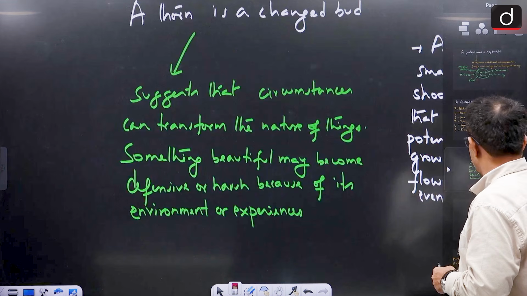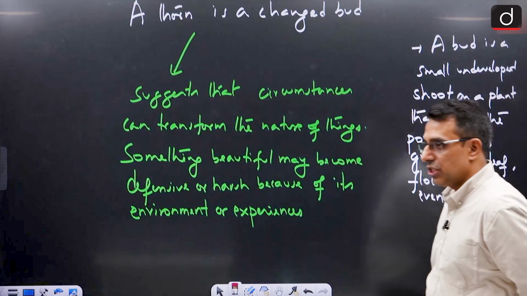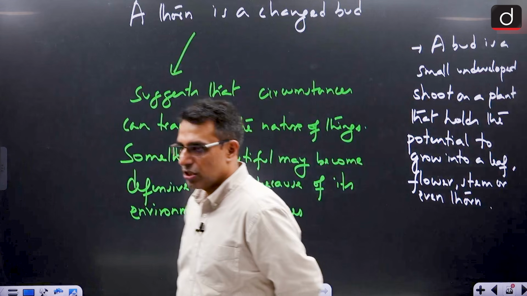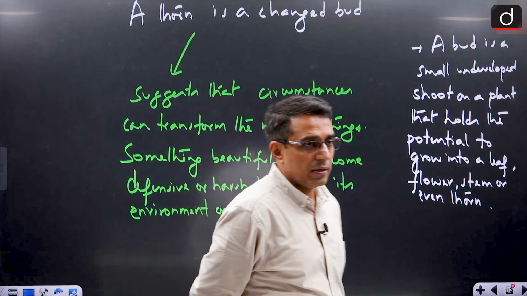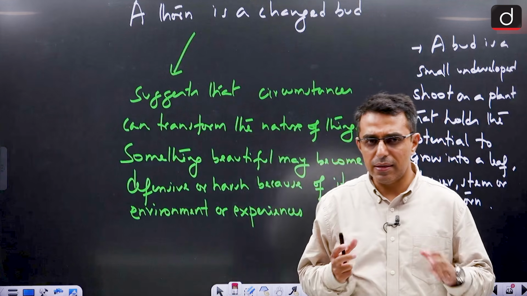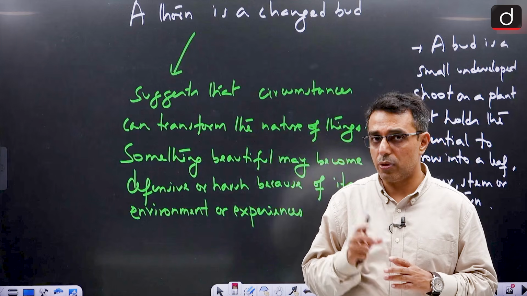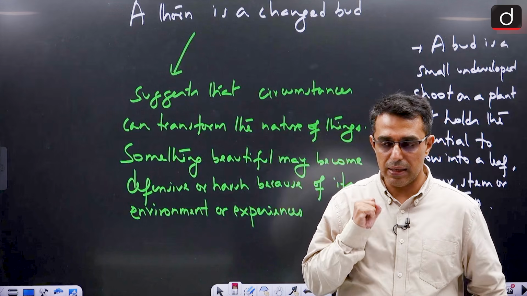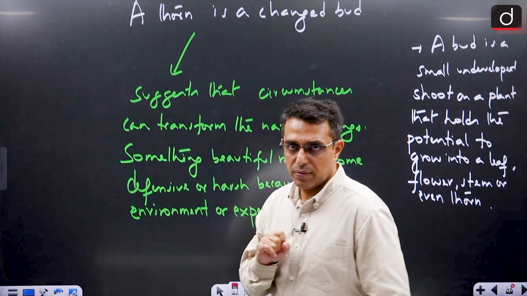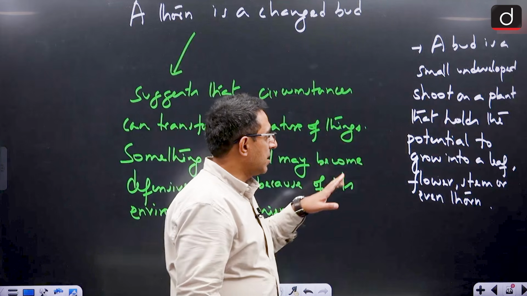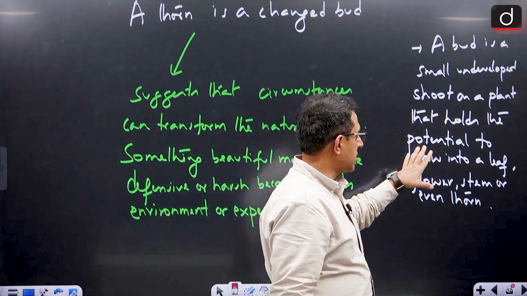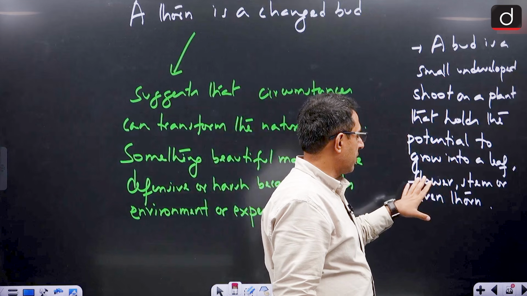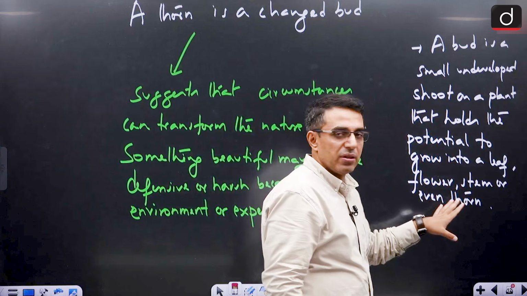Next topic was "A thorn is a changed bud," right? A thorn is a changed bud. Now again, this topic needs you to be very clear about the meaning, what exactly it is meaning. So what is a bud? We need to understand. A bud is a small undeveloped shoot on a plant that holds the potential to grow into a leaf, flower, stem or even thorn.